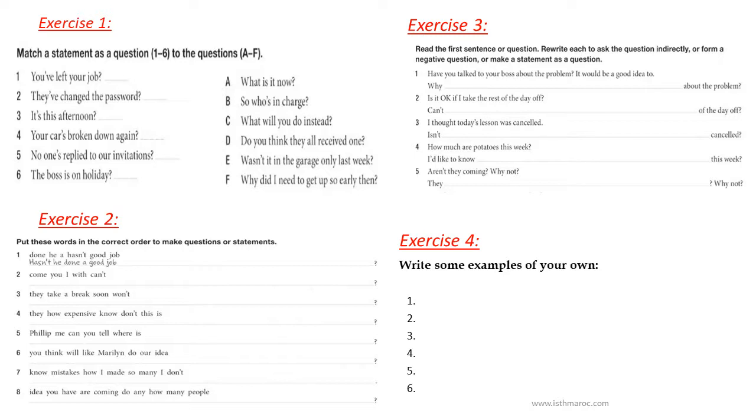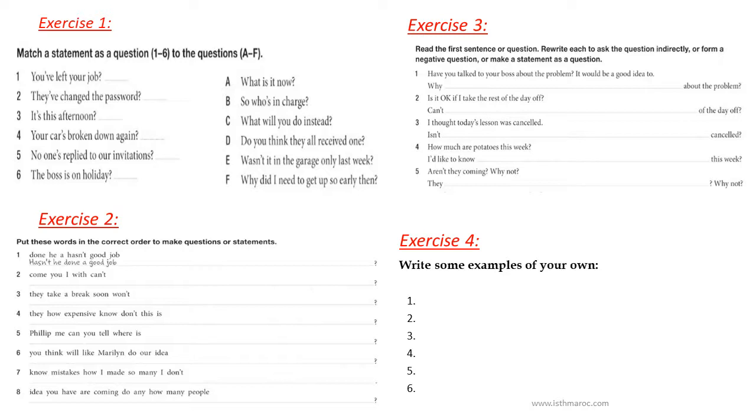Exercise 3: read the first sentence or question, and rewrite each to ask the question indirectly, form a negative question, or make a statement as a question. We've got five examples. Number 1: have you talked to your boss about the problem? It would be a good idea too. So, for example: why don't you tell your boss about the problem? You have different ways to ask the question, provided that you keep the same meaning. The rest, complete it yourself.